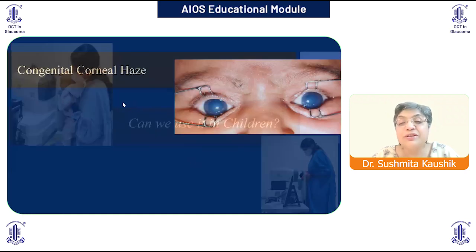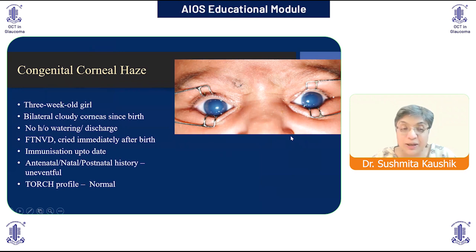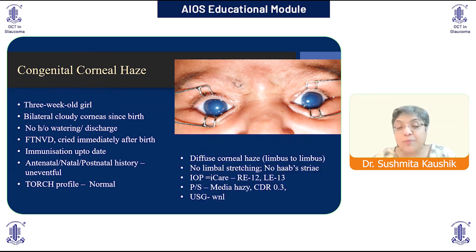And we actually call it a flying baby. So look at this. This little kid has come with a bilateral congenital corneal haze and referred as primary congenital glaucoma. She's 3 weeks old. There's no history of watering or discharge. Full-term normal delivery. Cried immediately after. Immunization is up to date. Antenatal, natal, postnatal, everything is uneventful, and TORCH profile is normal.